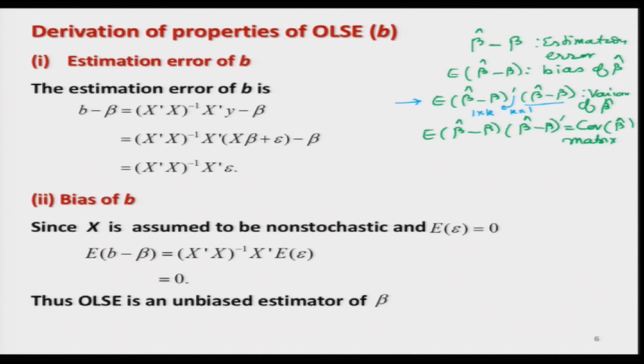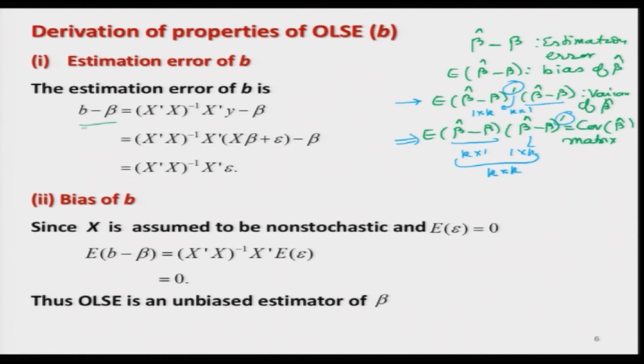So, when you want to find the variance, you put the transpose on the first bracket. And once you consider this second quantity, you can see this is of order k by 1 and this is of order 1 by k. So, this is going to be of order k by k, which gives you a matrix. So, when you want to find the covariance matrix, you put the transpose on the second bracket. I think there cannot be a better way to remember all these things. Okay. So, first I find the estimation error of B.